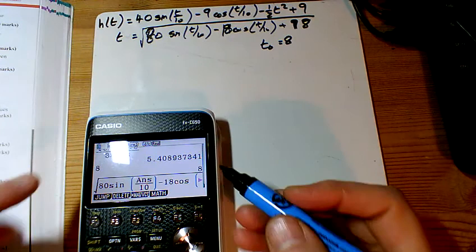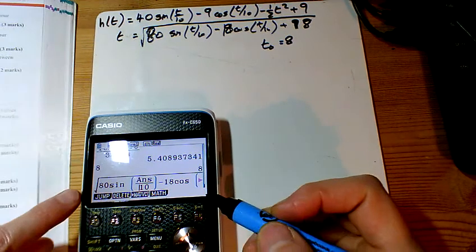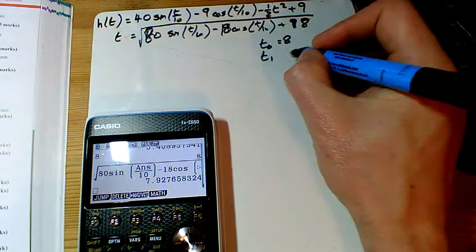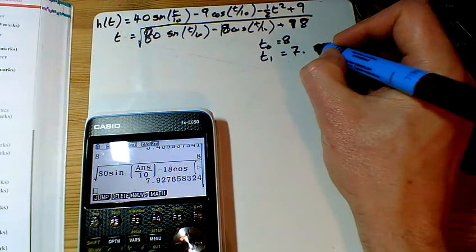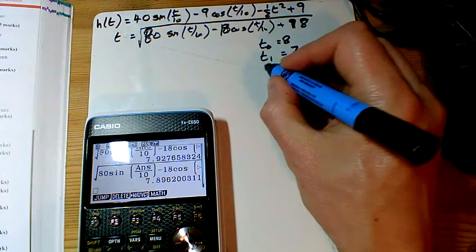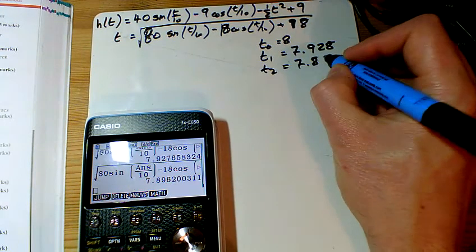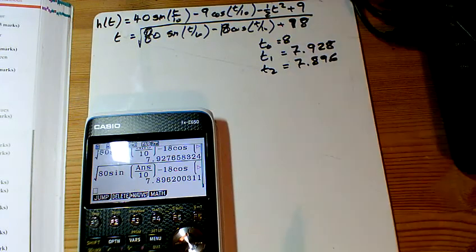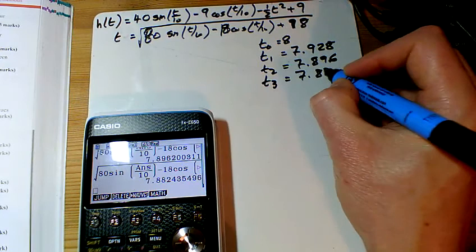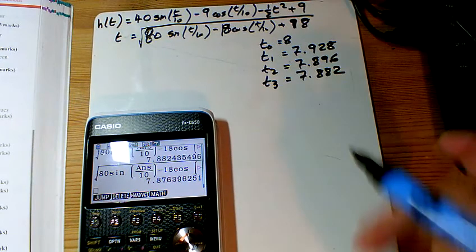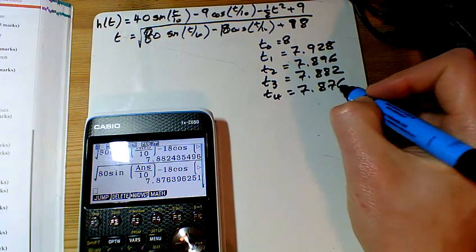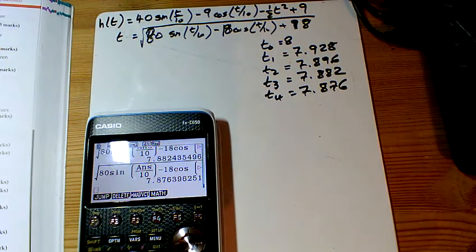So tapping all of this into the calculator, I've got my initial guess of 8. I've got the enormous big long thing here that I've just worked out. And so I get my next one of 7.928, 3 decimal places. The one after I've got as 7.896. And a third one of 7.882, and it wants another one, does it? The fourth one is 7.876, using the iterative formula there.